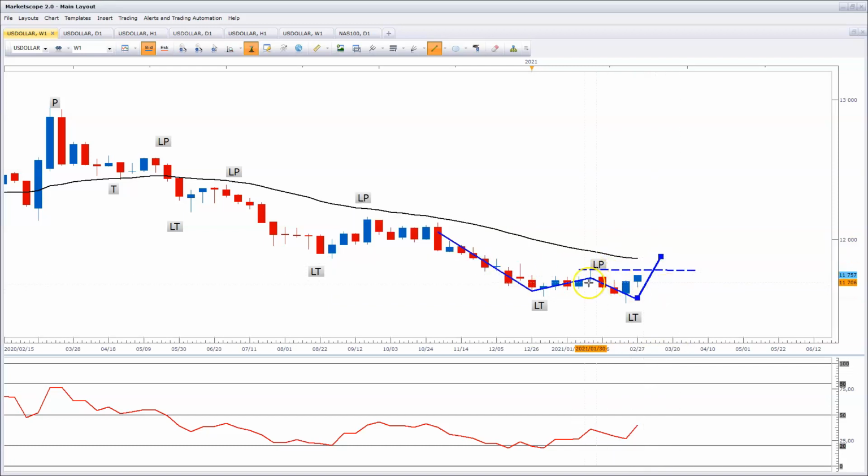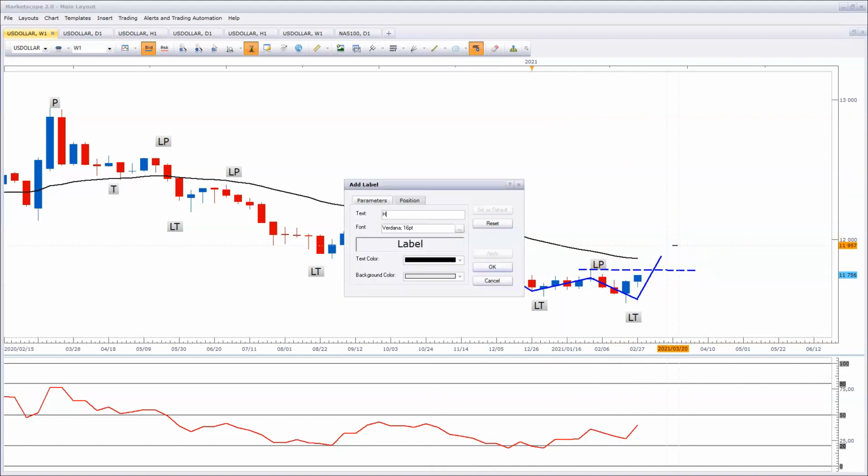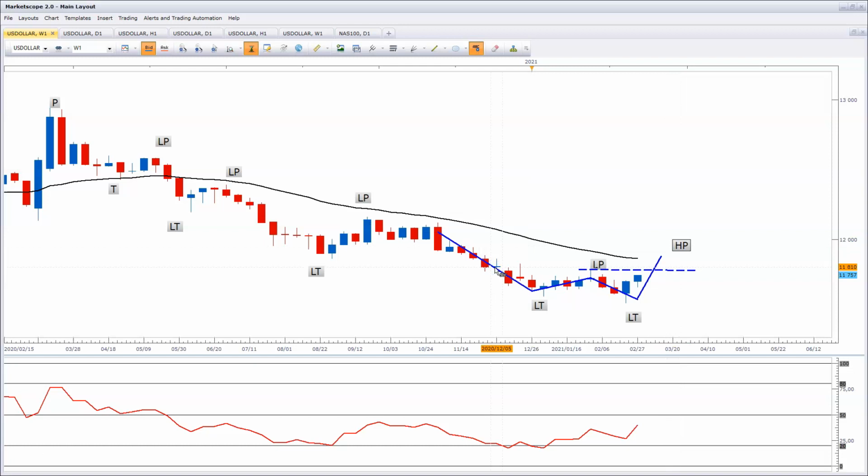we don't have a series of lower peaks anymore. In fact, what we will have at this stage is a higher peak, and that changes the definition. We no longer have the requirements that are needed in terms of the definition for a downtrend, which are a lower peak followed by a lower trough. It looks as if the US dollar, the greenback, is very close to charting that higher peak.